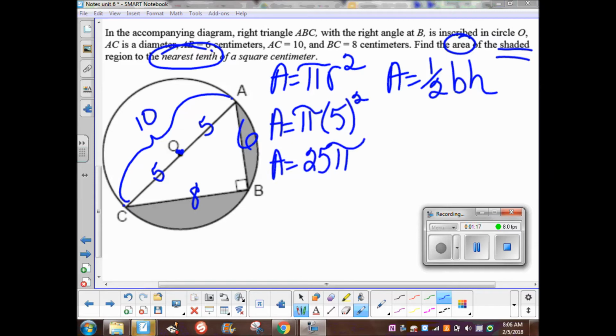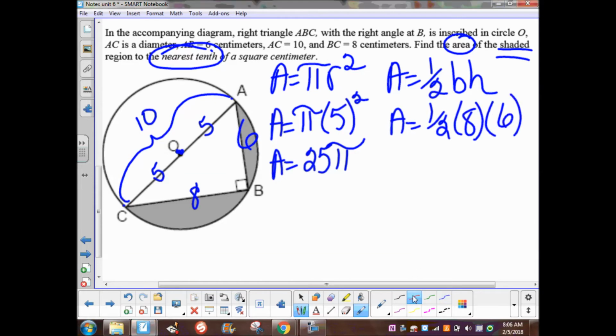I'm not going to go to my calculator right now. I'm going to round at my last possible step. Okay? I'm going to use the pi key, but not right now. And then area equals 1/2 the base times the height. Remember, the base and the height make up the right angle. That's why I picked 6 and 8. So that ends up being 1/2 of 48, which is 24.